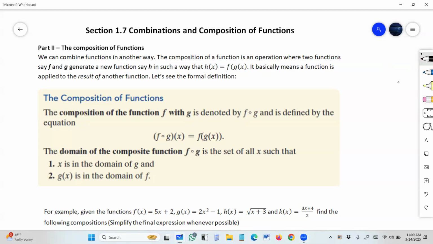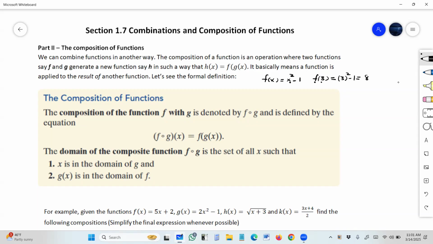The idea of composition is that we may evaluate a function of another function. For example, if I gave you a function f of x equals x squared minus 1, and I asked you to find the value of the function at 3, or find f of 3, what would you do? Well, you would replace x with the value 3 and evaluate. So 3 squared minus 1, 9 minus 1, is 8. And that is the value of f of 3.